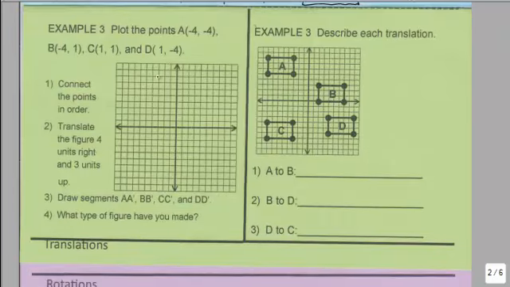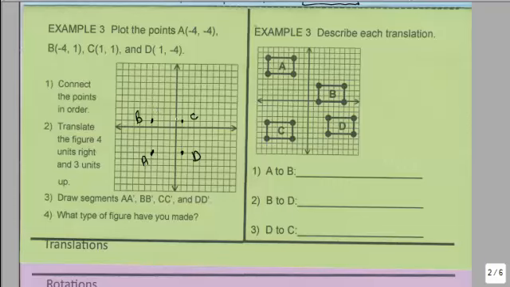In example 4, you're supposed to plot these points. So 1, 2, 3, 4. 1, 2, 3, 4. This is A. B is at -4, 1. C is at 1, 1. And D is at 1, -4. And then it says, translate the figure 4 units to the right and 3 units up.